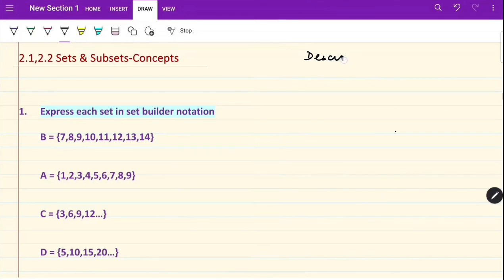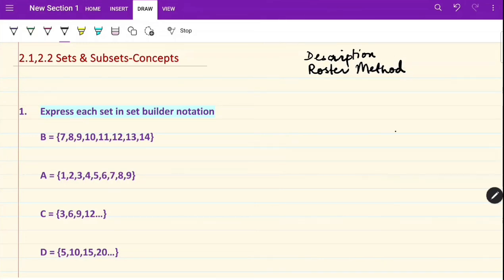One is the description way. That means we just describe the set in words, which can be a little bit long-winding as well as tedious. Normally in mathematics, we like to represent things as symbols or with notations, right? The other way of expressing sets is by the roster method, all right?